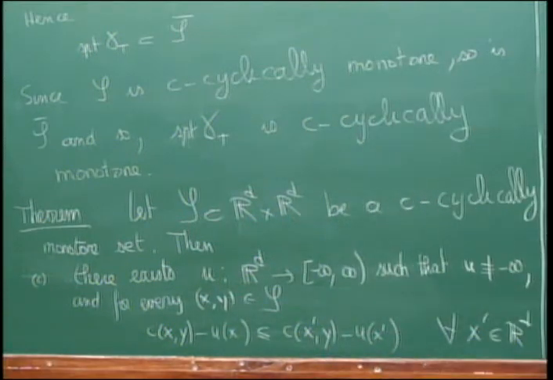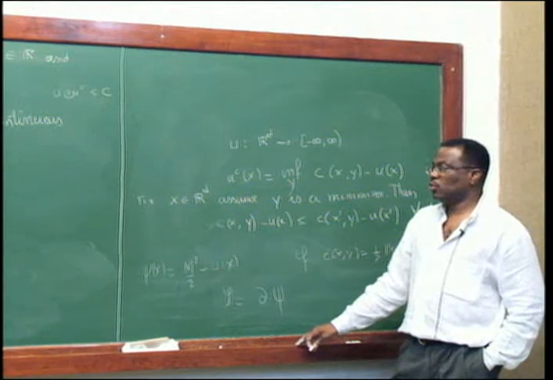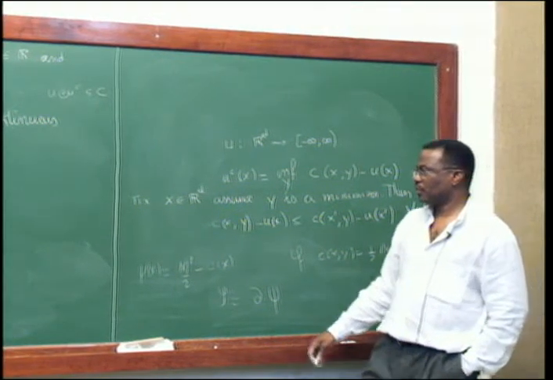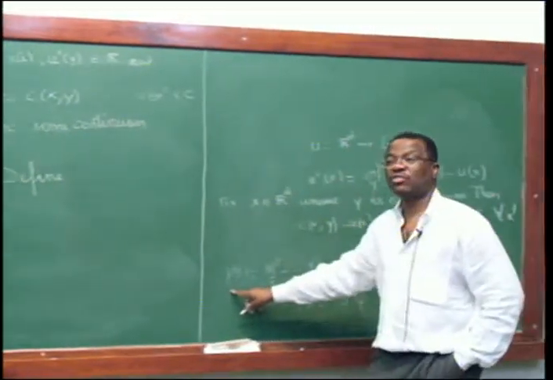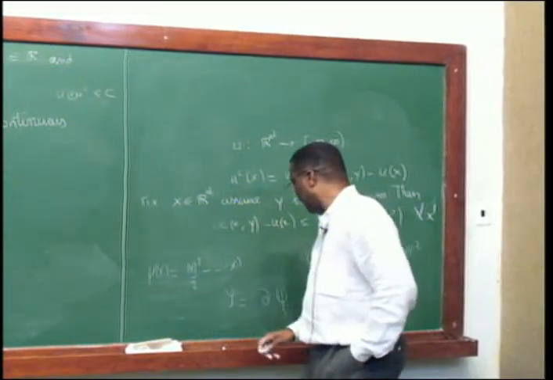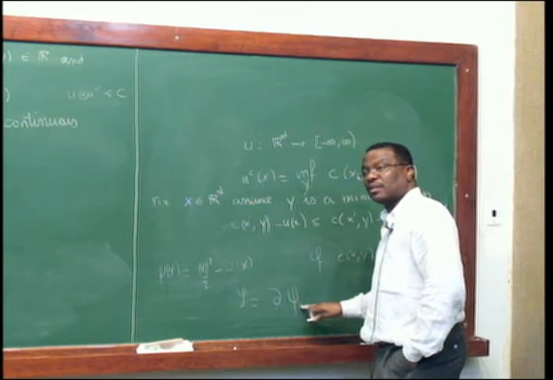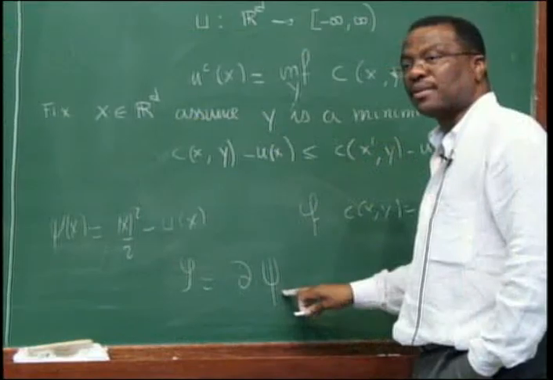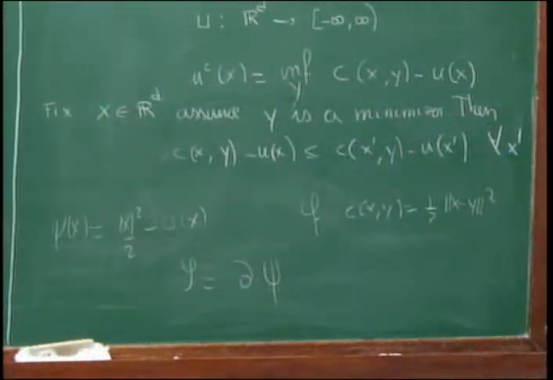So whenever you give me a U, I am going to define psi this way. And I am saying U, S C cyclically monotone is equivalent to psi is convex. And I choose S to be the subdifferential of psi. So the geometric property is on the graph, not on the graph of U, but on the graph of psi.